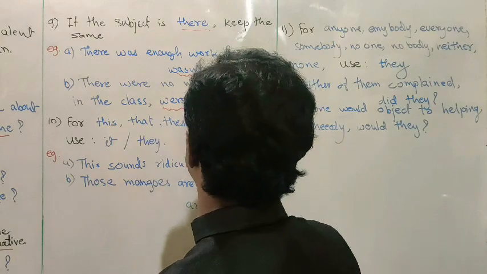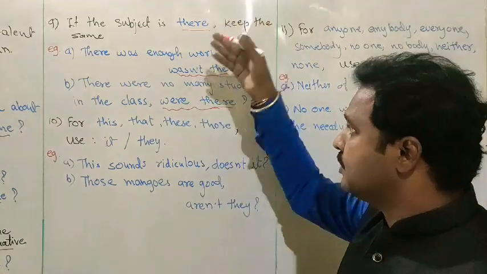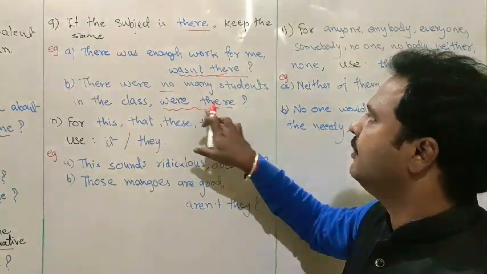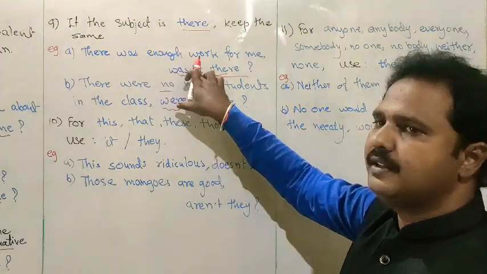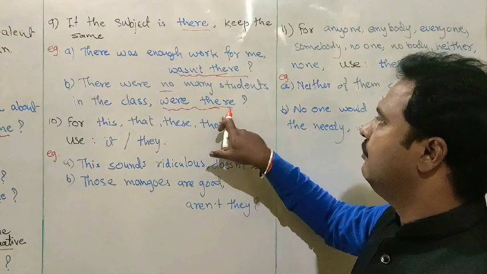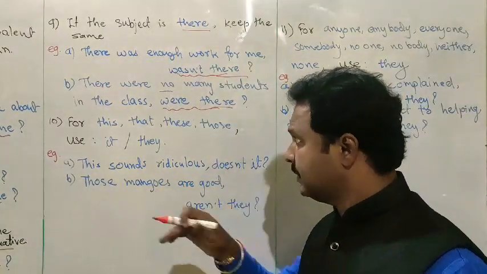There were not many students in the class. Were there? Because no is used here, which is a negative word, so we use the positive tag. Here for there we have to use there. Simple rule.